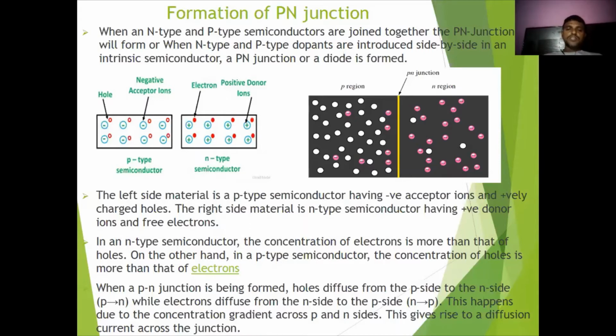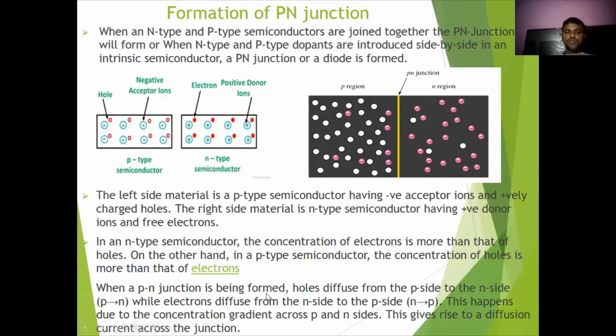So this is how, after formation of the junction, if you consider it open circuited and place it at room temperature, there is a movement of holes and electrons from higher concentration to lower concentration, from P to N and N to P, holes and electrons respectively. That is how the diffusion process takes place for an open circuit condition.